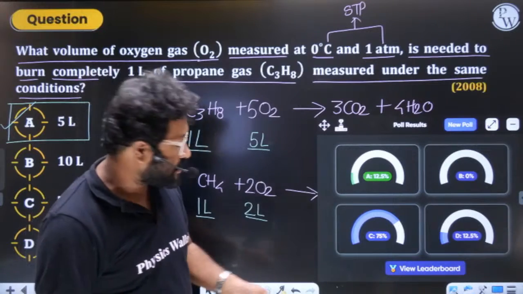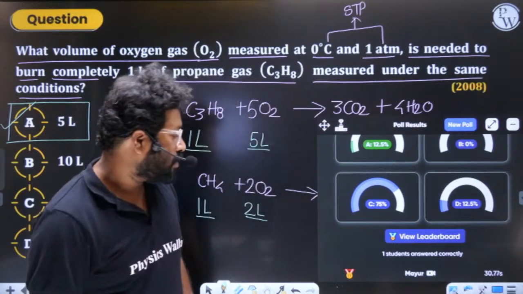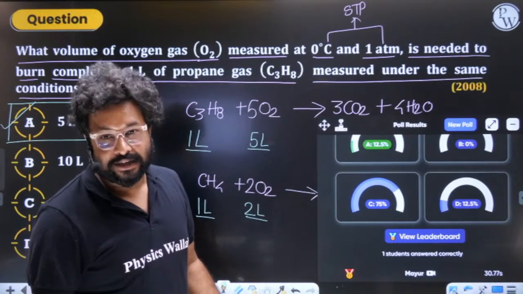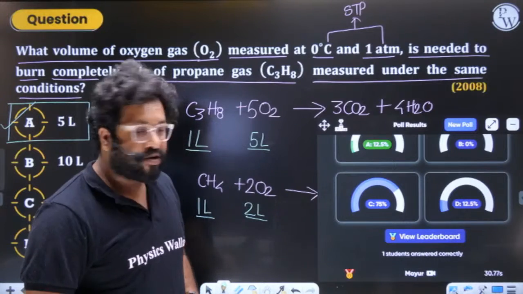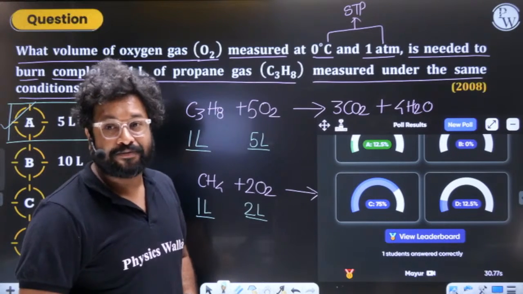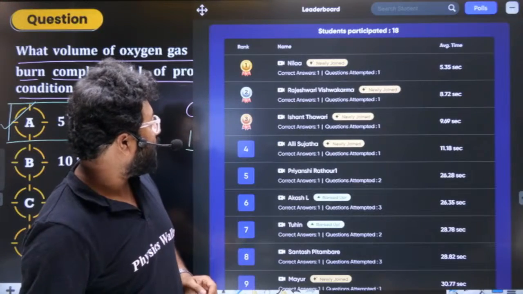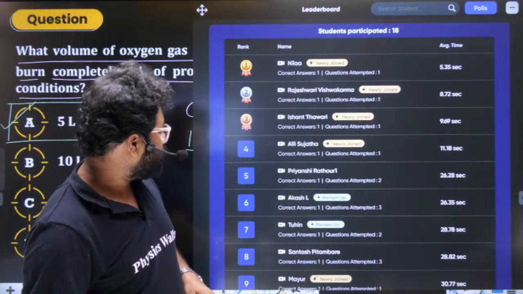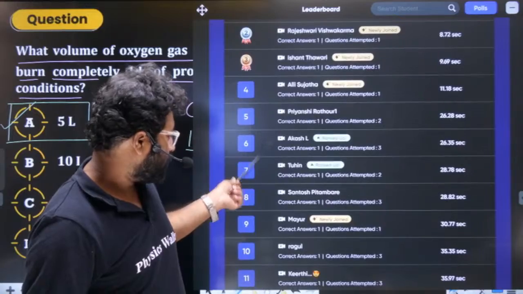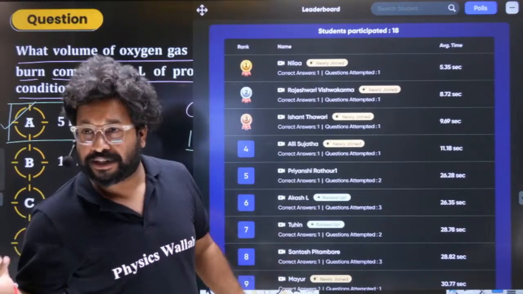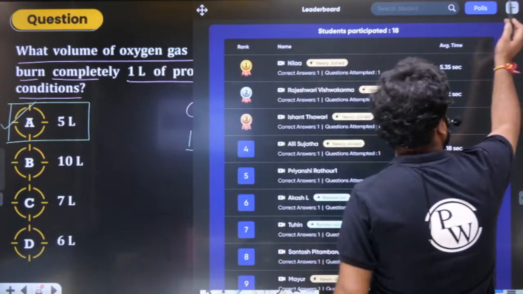Only 12.5% of people have answered it correctly, and only Mayur has answered it correctly. None of you have answered it correctly except Mayur. Okay? Very good, fantastic. Neela is right on top. Mayur is somewhere here. No problem, doesn't matter. Let's move to the next question.